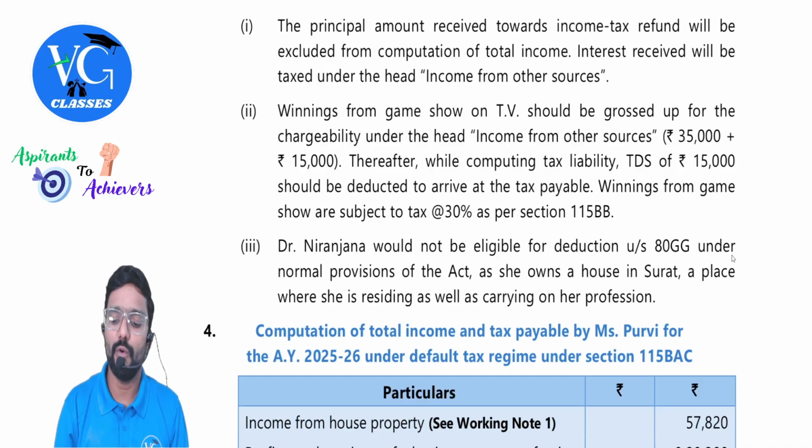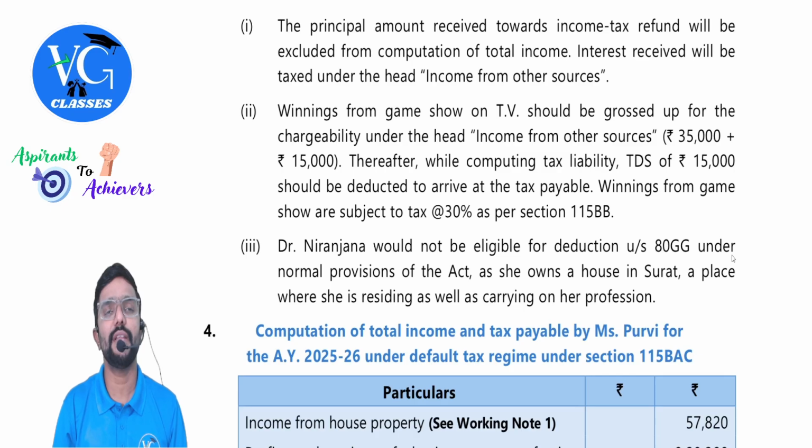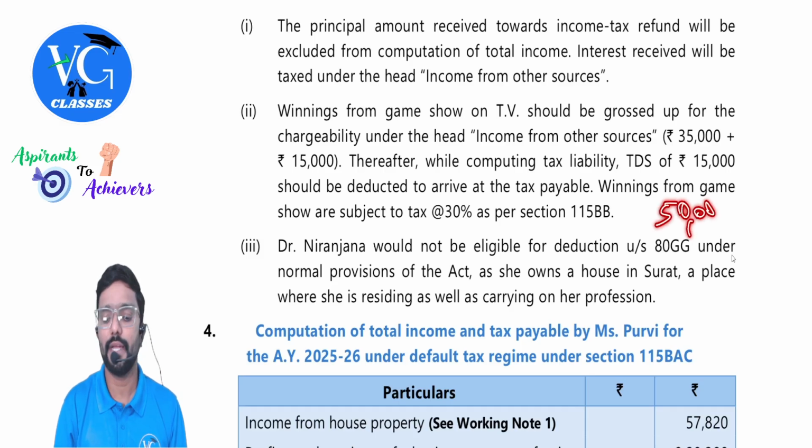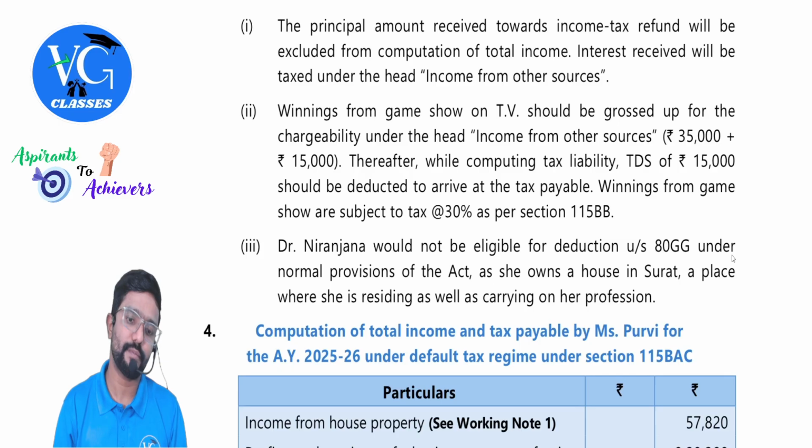Clear? I mean, sir, why did they deduct 15,000 TDS? As per section 115BB, TDS applicable on casual income is actually 30%. Actual earnings is 50,000. On that 30% TDS is deducted.